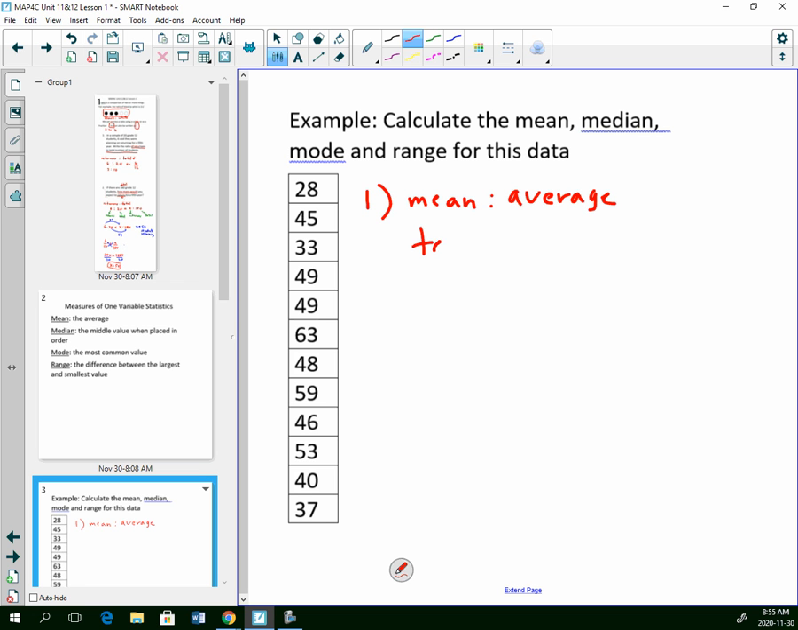So we're going to take the total and divide by the number of terms. So how many terms are there? 1, 2, 3, 4, 5, 6, 7, 8, 9, 10, 11, 12. So there are 12 numbers. And then I just have to add up these numbers to get a total.